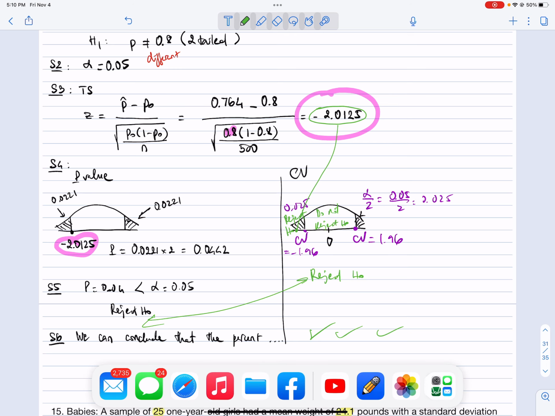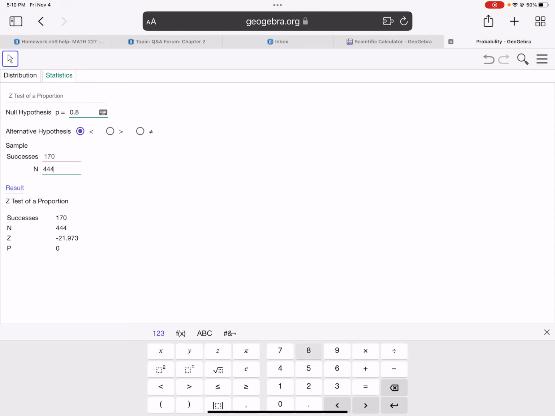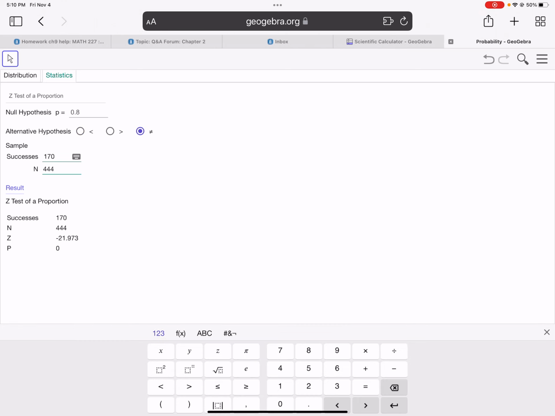Now we use GeoGebra for this. The p is 0.8, x is 382, and n is 500. What we see is that the p, the last line, is 0.0442, and the Z, the test statistic from step number 3, is negative 2.0125.